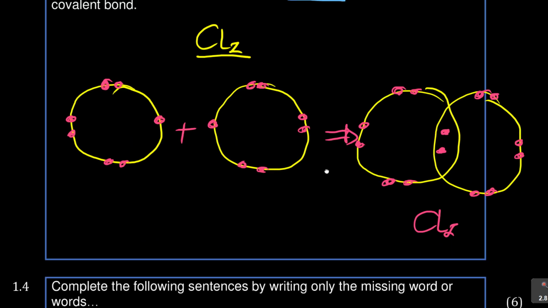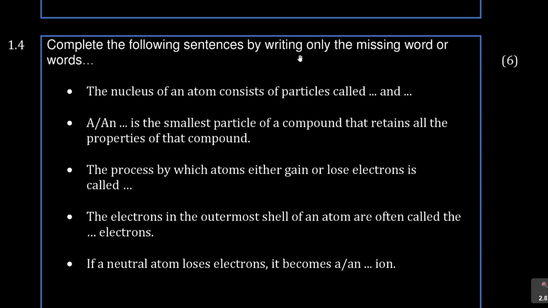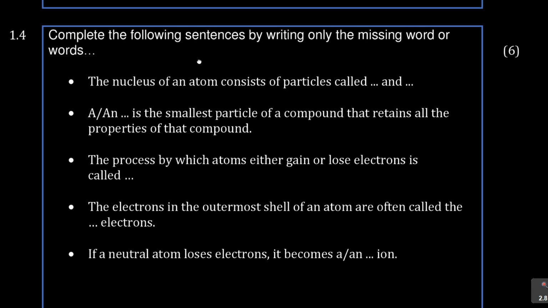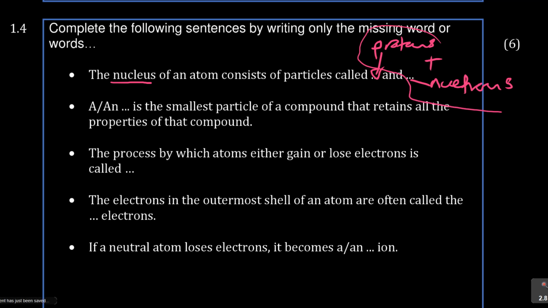And then the next question here, it says, complete the following sentences by writing only the missing word or words. The first one says, the nucleus of an atom consists of particles called dash and dash. What does the nucleus consist of? We mentioned that inside the nucleus there are protons, P, protons, as well as what? As neutrons. Remember, the nucleus consists of protons plus neutrons.